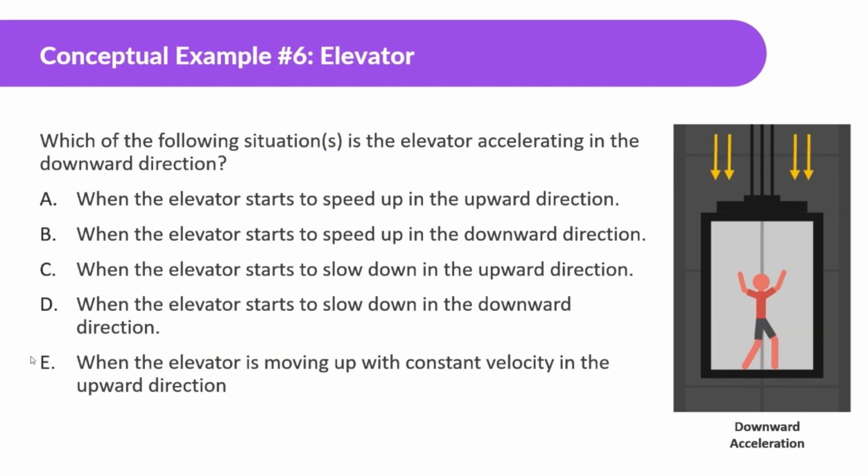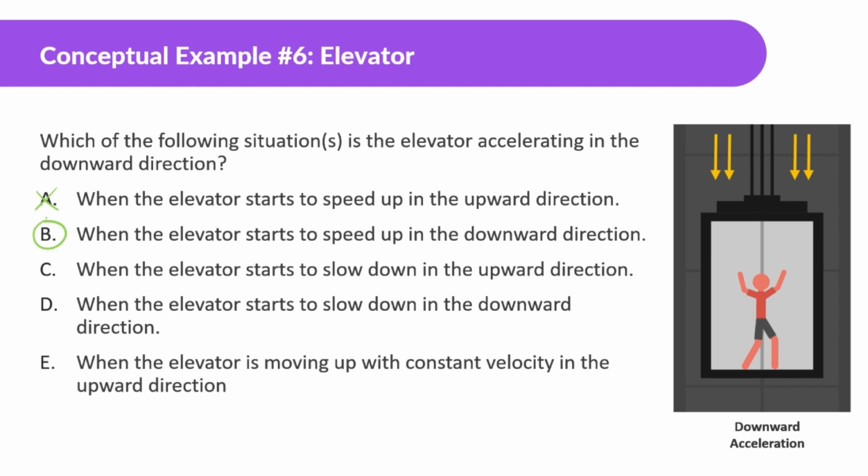Hope that makes sense. We're going to do a similar one right here, so hopefully you guys can figure that out. Which of the following situations does the elevator accelerate in the downward direction? Okay, when the elevator starts to speed up in the upward direction. We just kind of talked about that, but no, when speeding up in the upward direction, that means accelerating up. When the elevator starts to speed up in the downward direction. Yep, most of you guys probably got that.